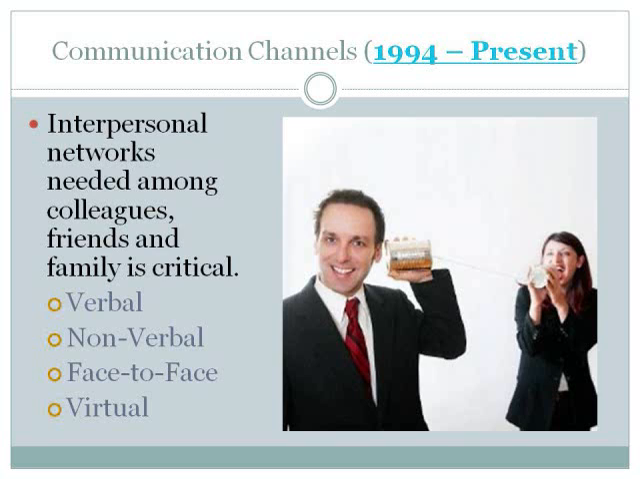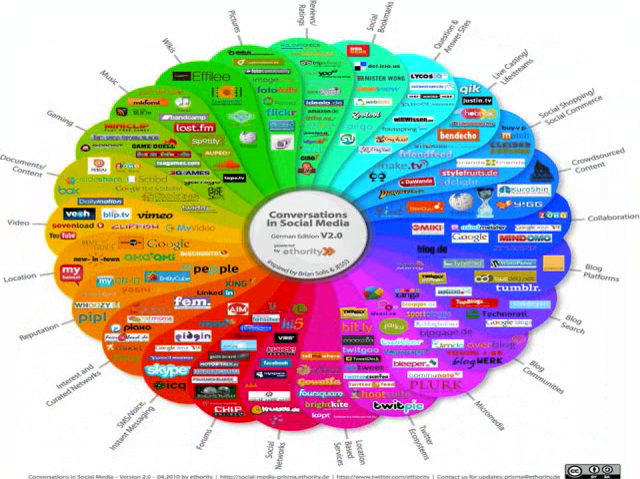Communication channels are an important part of diffusion and integration of any new technology. For the wiki, this began in 1994 and is still just as important today as it was then. The most important communication channel are interpersonal networks needed among colleagues, friends, and family. There are 4 different communication channels for the wiki: verbal, nonverbal, face-to-face, and virtual. I included this diagram in my presentation to show that wikis are now considered an integral part of conversations in social media. Looking at the diagram, the wiki component is at about 11 o'clock if you were looking at a clock face.